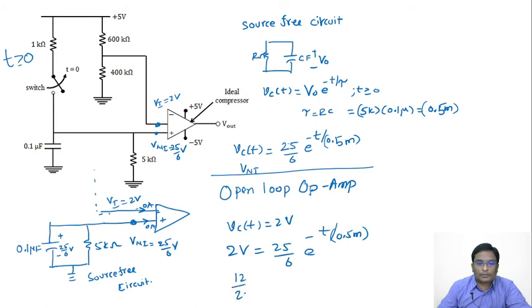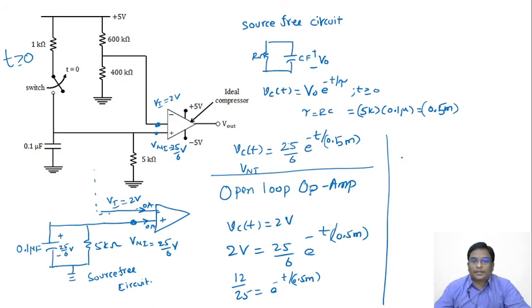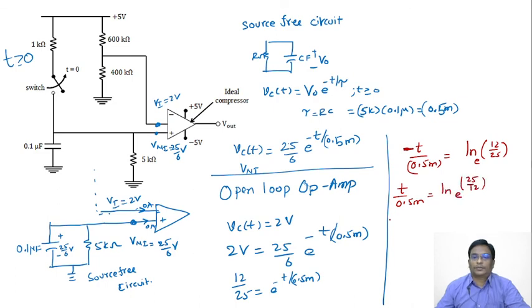Therefore, rearrange this one. This is 12 by 25 equal to e power minus t by 0.5 milli. Rearrange and find the t. The t will give that value. This e power, when it goes to that side, becomes ln. Minus t by 0.5 milli equals ln of 12 by 25 base e. Multiplying by minus, t by 0.5 milli becomes ln of 25 by 12. Therefore, t equals 0.5 milli into ln of 25 by 12.